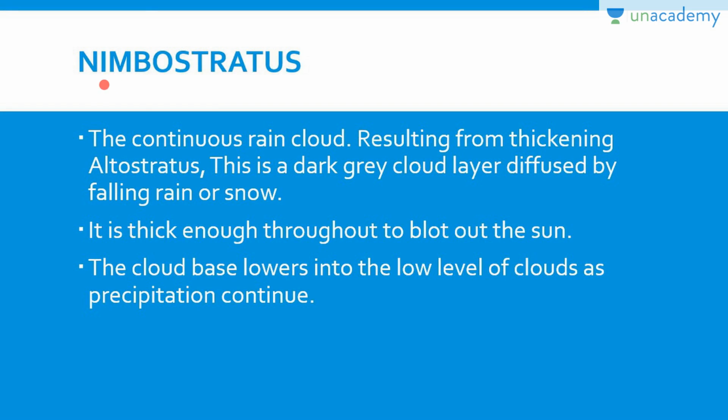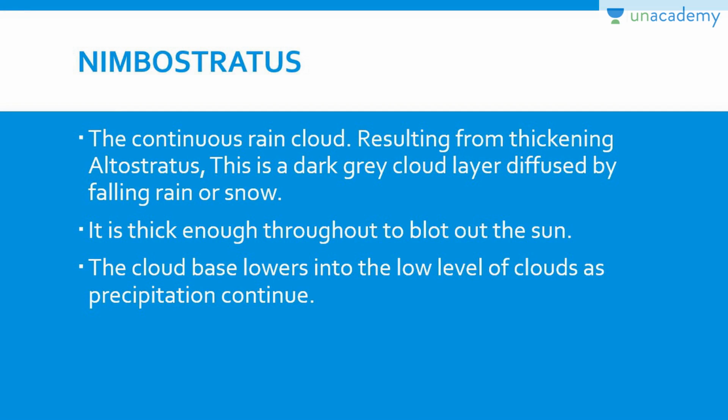Now this is a part of low clouds, that is clouds below 7,000 feet. Nimbo means rain, stratus means layered. So this is a continuous rain cloud. It results from thickening of altostratus. There's a dark gray colored layer diffused by falling rain or snow.